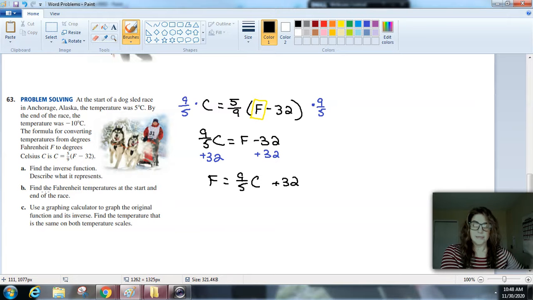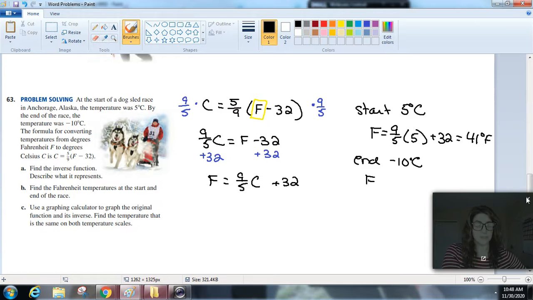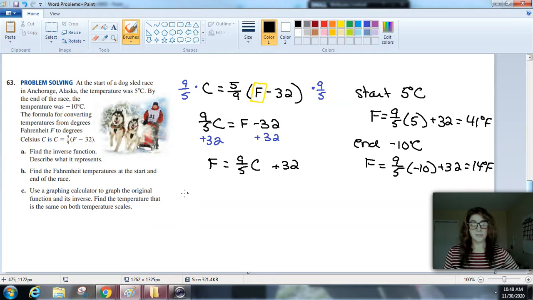So part B is we'll find the temperatures at the start and the end of the race. Well, at the start of the race, it was 5 degrees Celsius. So we are simply plugging in 5 into my equation, and it's going to come out to 41 degrees Fahrenheit. At the end of the race, it was negative 10 degrees Celsius. So I'm going to do the same thing, put a negative 10 now into my function, and that is going to get me 14 degrees Fahrenheit. Okay, so that's the usage of it.